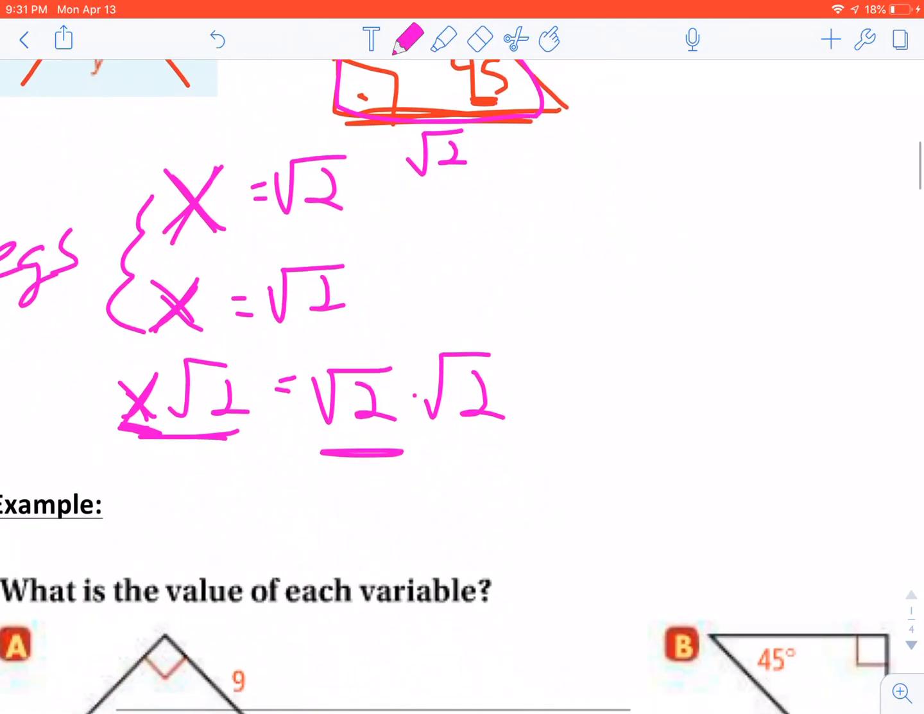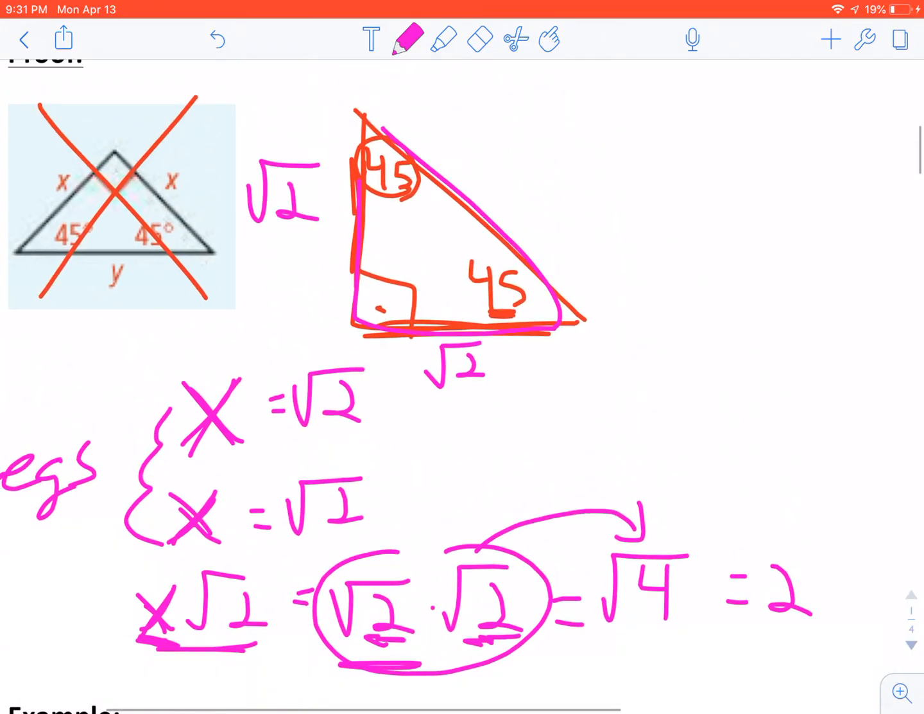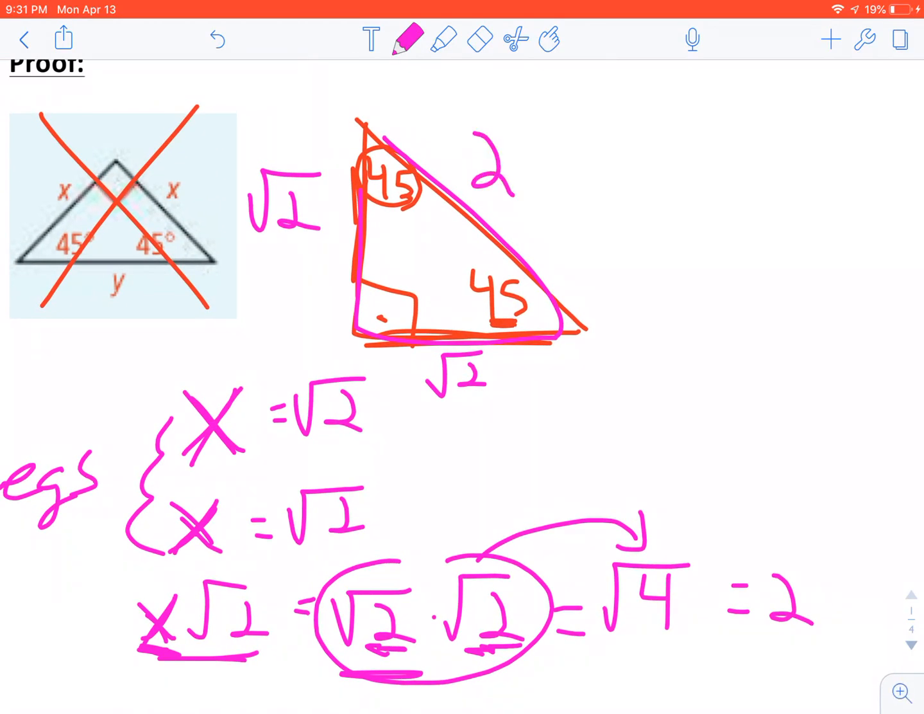Now, quick lesson on multiplying radicals. When you do this, you just simply multiply 2 times 2 to get the square root of 4. So when you multiply these two together, they go under one radical, and you perform the multiplication, and the square root of 4 is 2. So your answer to the hypotenuse here is simply just 2.